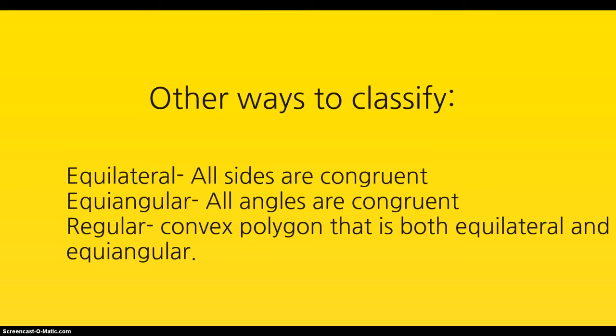There are still other ways to classify polygons. You can classify them by if they are equilateral, which means all sides are congruent. The next type is equiangular, by which all angles are congruent. Finally, is a regular polygon. A regular polygon is a convex polygon that is both equilateral and equiangular.